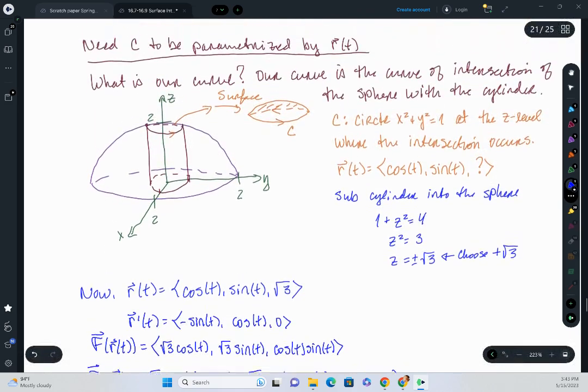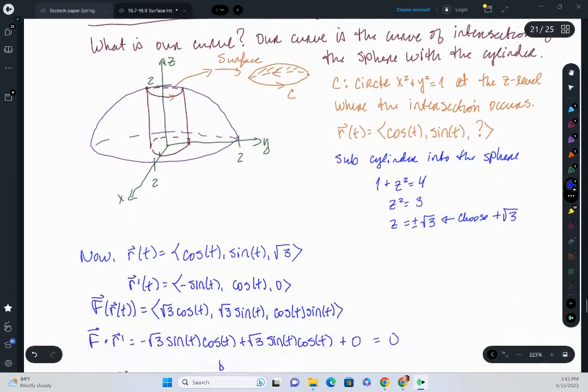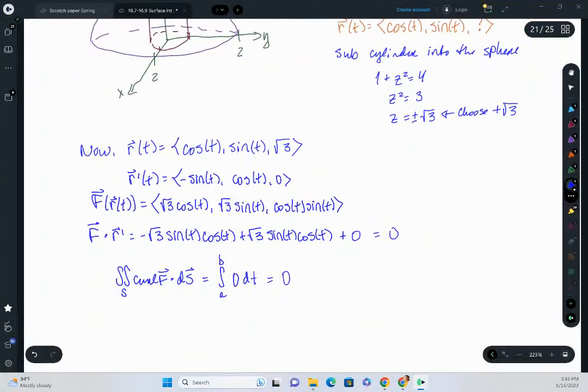That's it. So that is the final example for Stokes' theorem. Reach out if you have any questions at all.